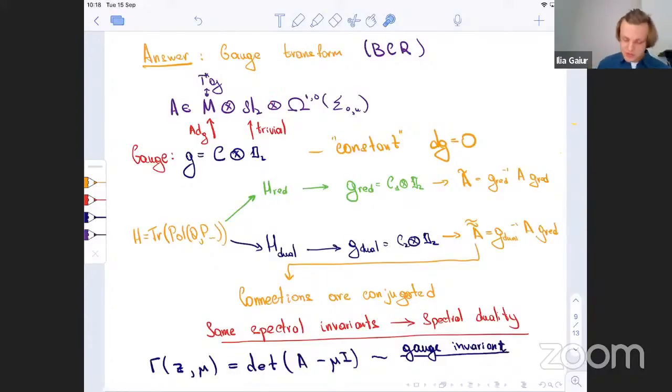So doing the reduction from the point of view of symplectic reduction, we obtain two different Hamiltonians, reduced one and the dual one. To each of these Hamiltonians, we have different gauges, reduced one and dual one also. And the connection which we obtain after the gauge transformation have the following form. So you can see that they are just conjugated to the initial connection. So they conjugated to itself. This means that we have the same spectral invariance for these two systems, because spectral curve is gauge invariant, and that's why we call this duality a spectral duality for these two systems.